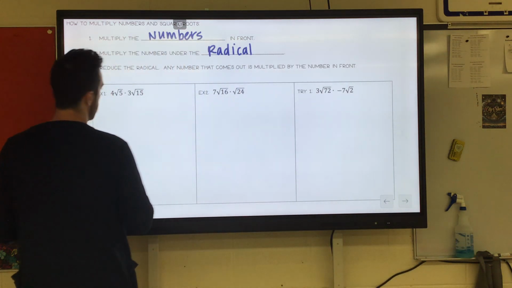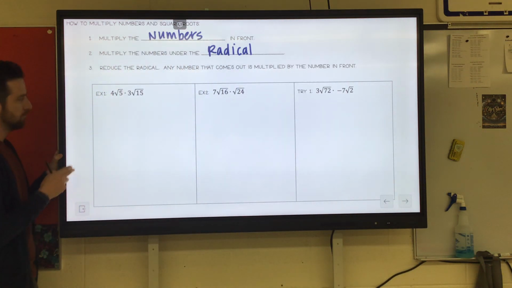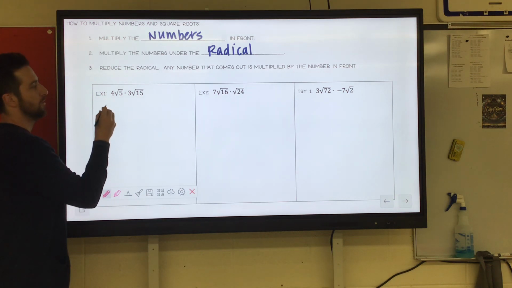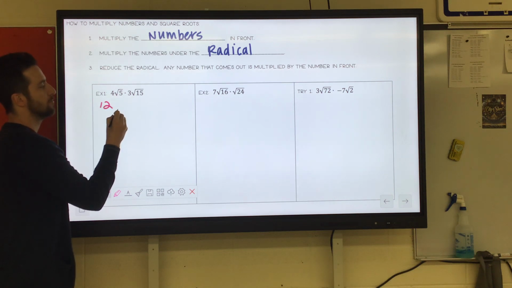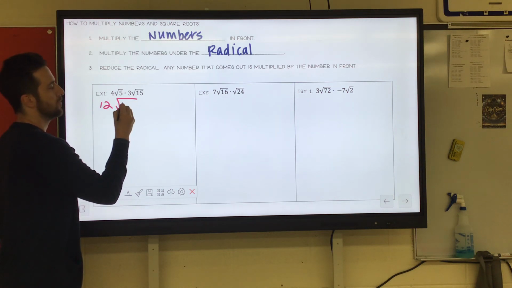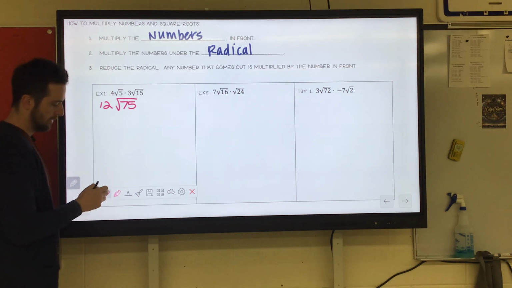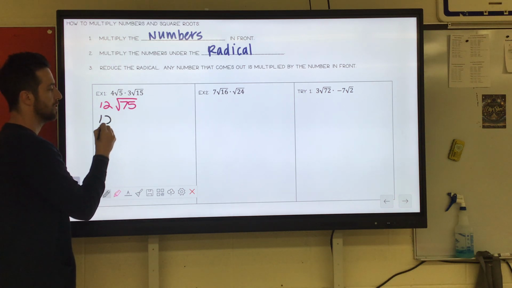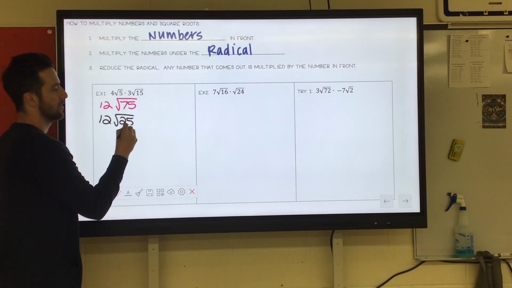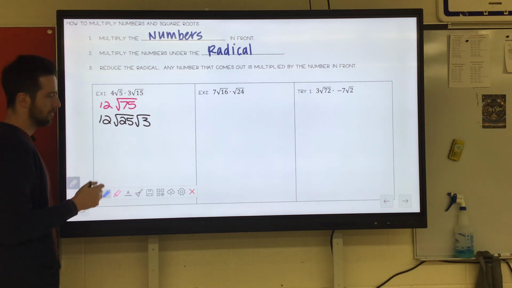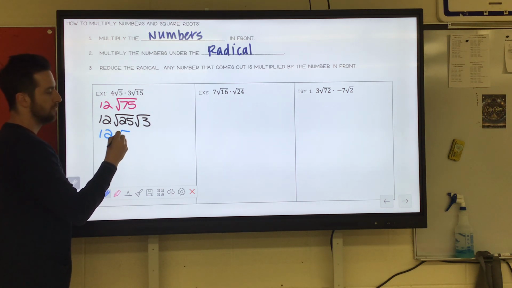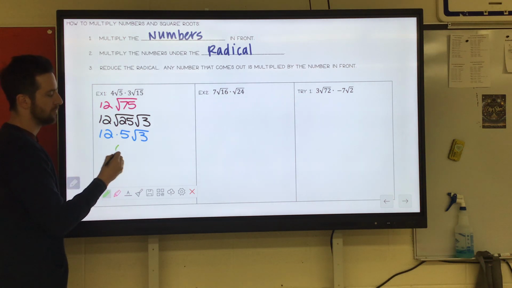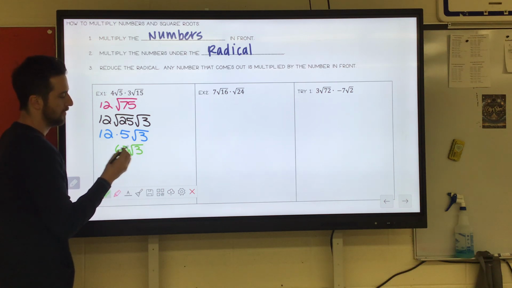So if you look at example 1, 4 root 5 times 3 root 15. 4 times 3 on the outside is 12. Inside, 5 times 15 is 75. So we have 12 root 75. Now, thinking of perfect squares that go into 75, that's 25 times 3. Square root of 25 is 5. So we have 12 times 5 root 3. 12 times 5 is 60 root 3.